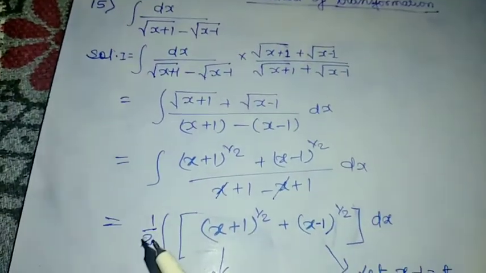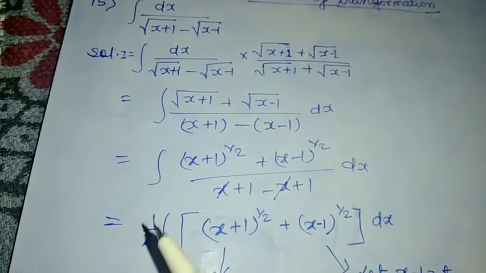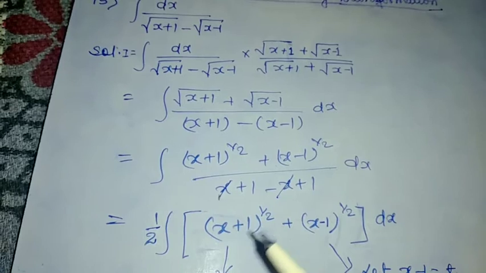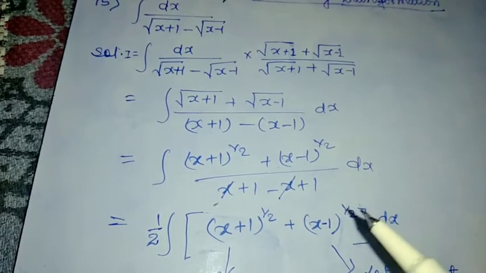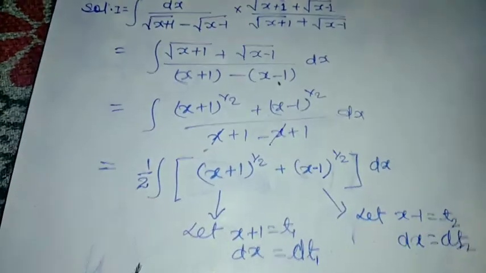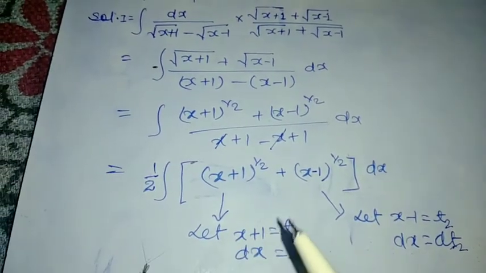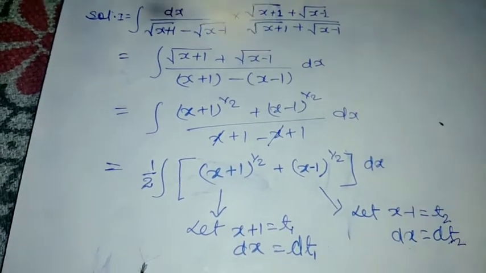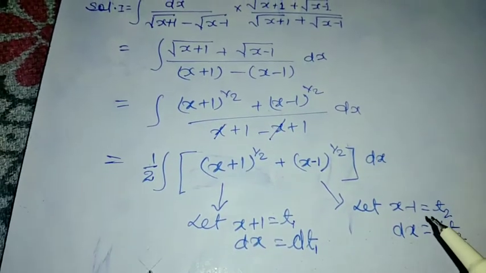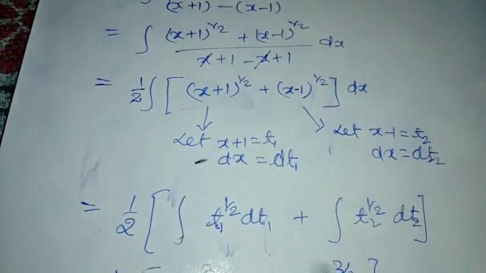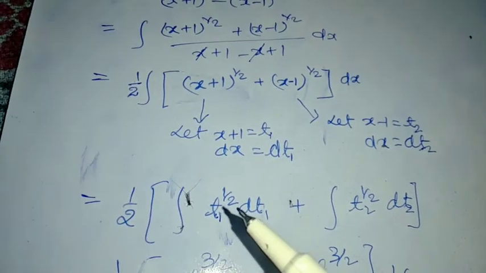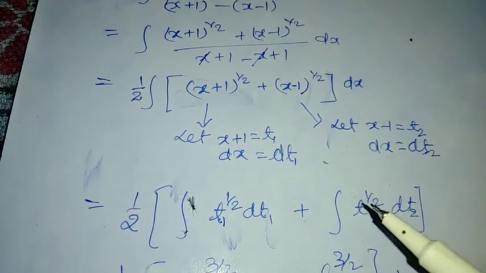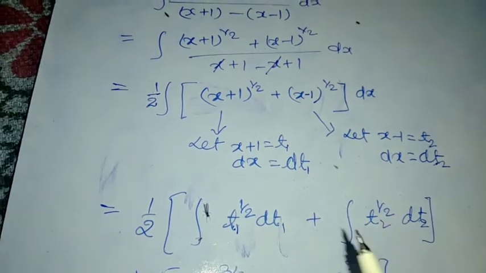In the next step we have put 1 upon 2 common, so it will be integration of x plus 1 whole raised to the power half plus x minus 1 whole raised to the power half into dx. For solving this, we have put x plus 1 is equal to t1 and x minus 1 is equal to t2. So in the next step you can see we have written 1 upon 2 into integration of t1 raised to the power half into dt1 plus integration of t2 raised to the power half into dt2.